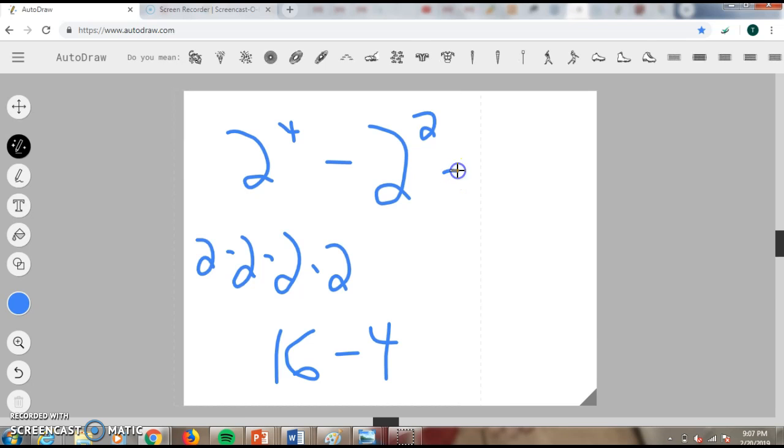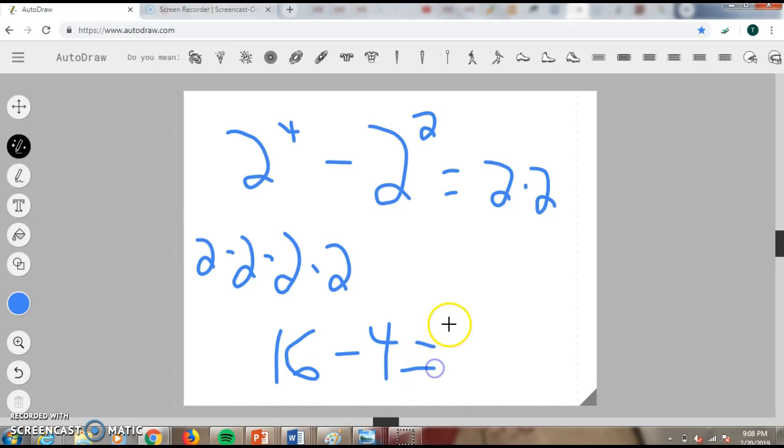Remember, you're not always doing 2 times 2, but this one happens to be 2 times 2 because the exponent is 2. For the other one you don't do 2 times 4 to get 8. You do it for the exponent, 4 times. And you'd go 16 minus 4, which gives you 12.